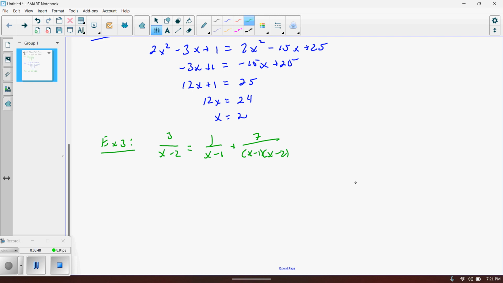Now, there are multiple ways you could go about doing this problem. You could, and hopefully you understand that in order to actually combine the stuff on the right side, you would need to have a common denominator. The common denominator here would be x minus 1, x minus 2. You could combine the entire right side, combine your numerators and go with it that way.